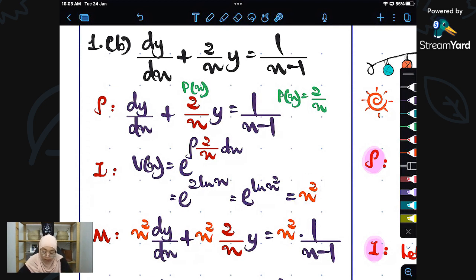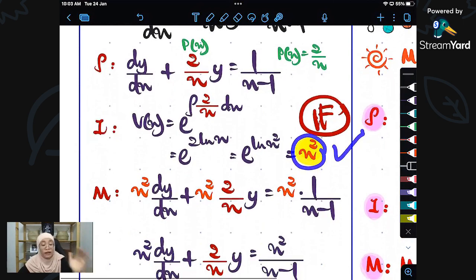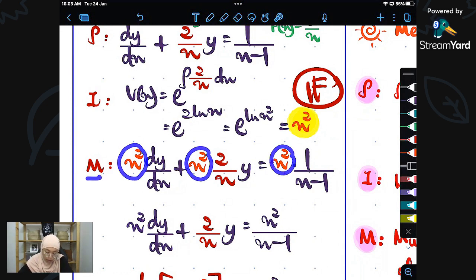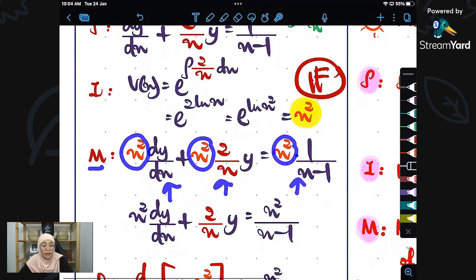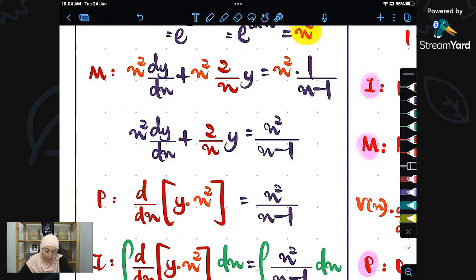So this is where your integrating factor must be correct. As I said, very attentively, I said your integrating factor must be correct. If you get it right, you will never go wrong until the end of it. Okay, so your next step is multiply the x squared for each term in the standard form. Okay, darabkan setiap term di situ, and then you simplify it.